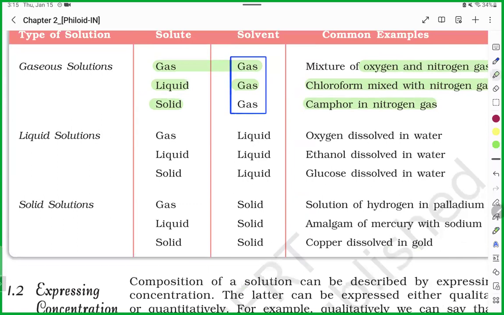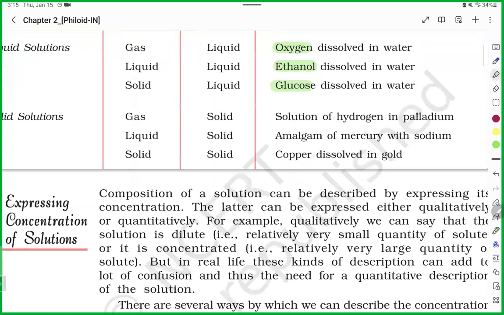Second, gas dissolved in liquid. Many gases, CO2 gas, oxygen gas, nitrogen gas are dissolved in water. Correct. Liquid in liquid, ethanol. Ethanol is liquid, water is also liquid. Solid, very basic. Gas dissolved in solid, hydrogen gas in platinum or palladium.